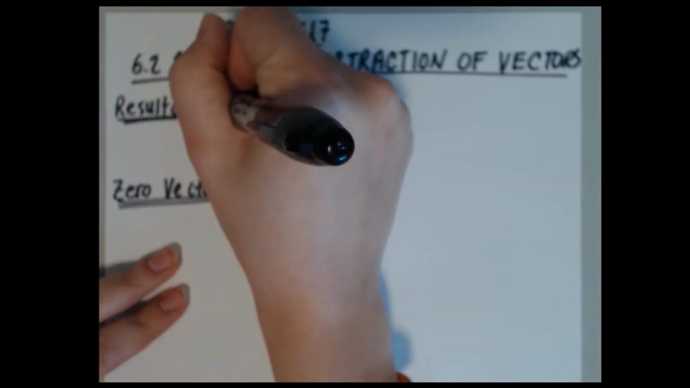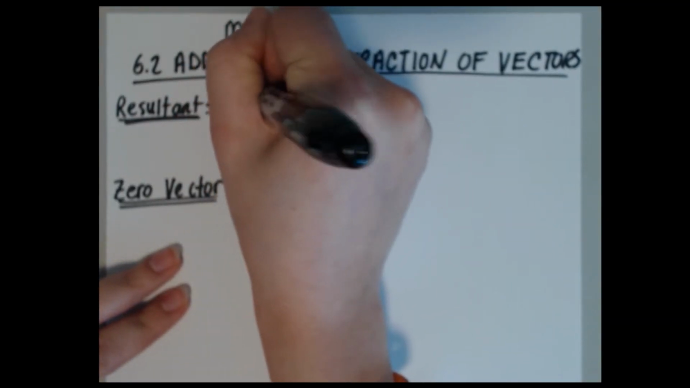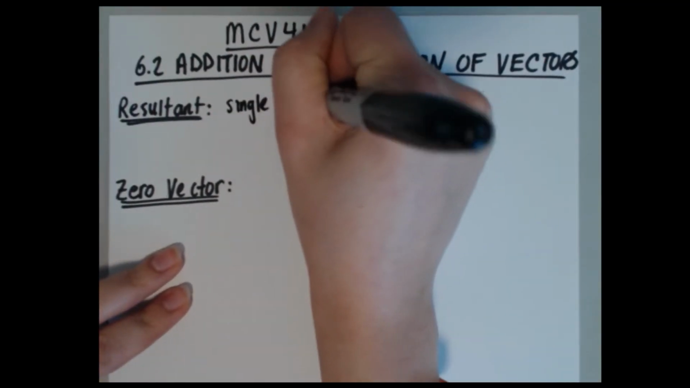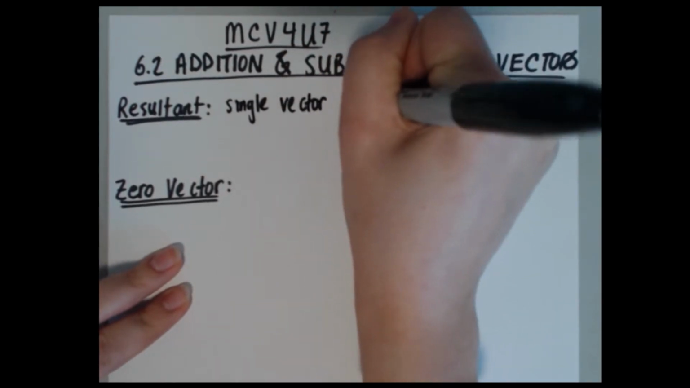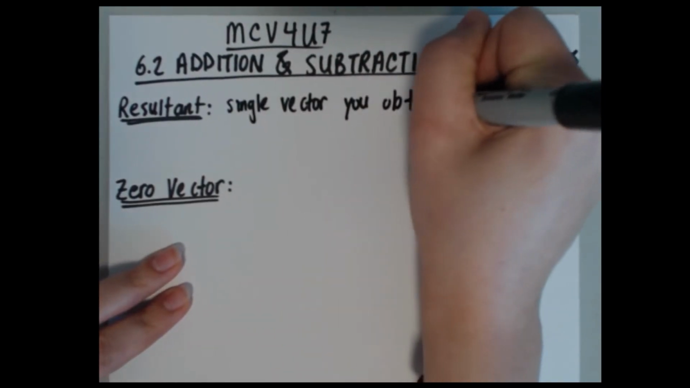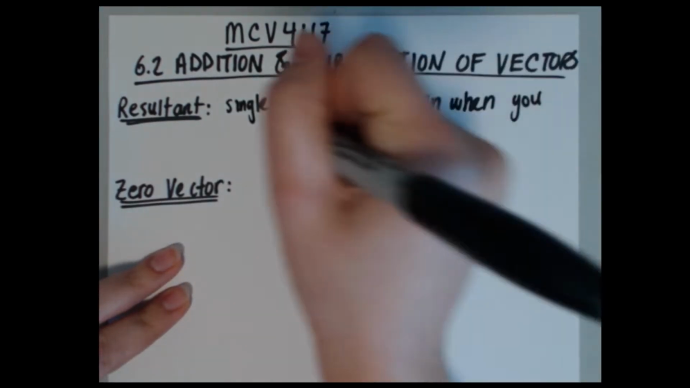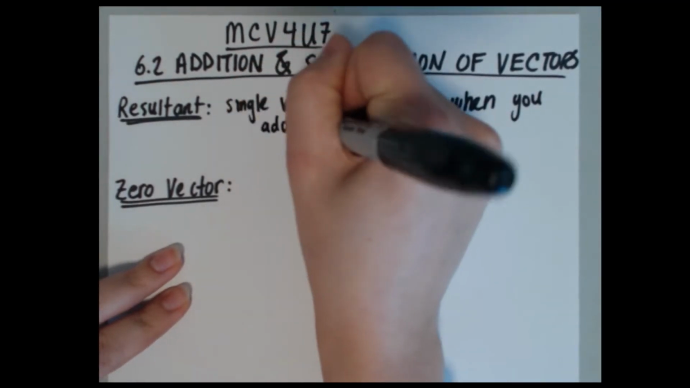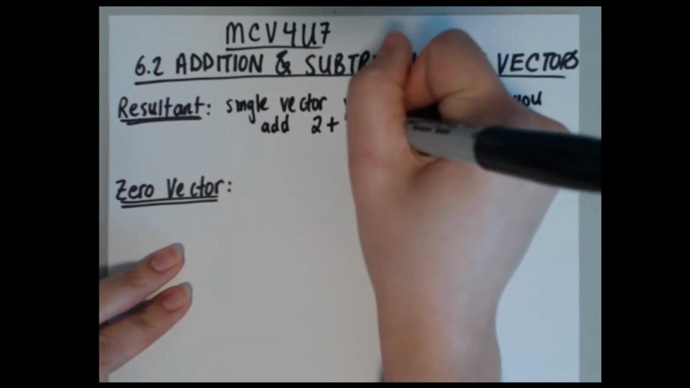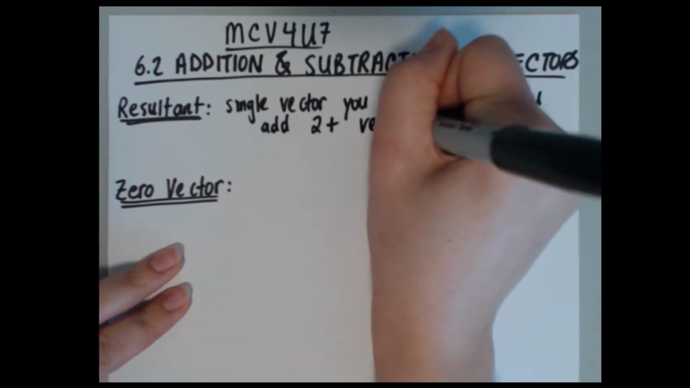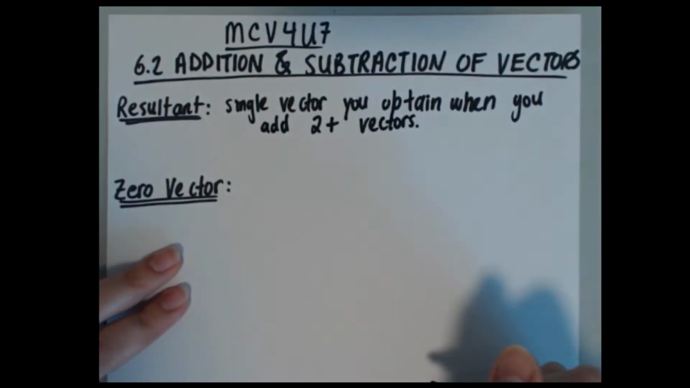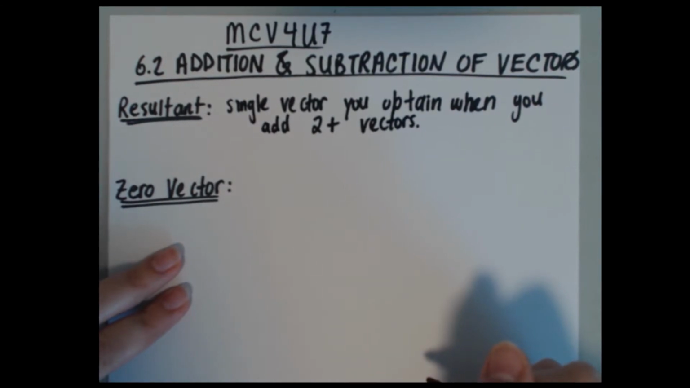Okay, so the resultant turns out to be a single vector you obtain when you add two or more vectors. Okay, and we'll see some examples of that.